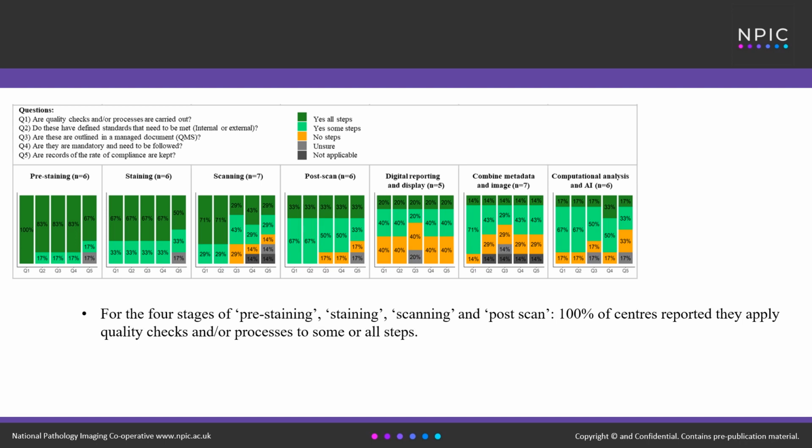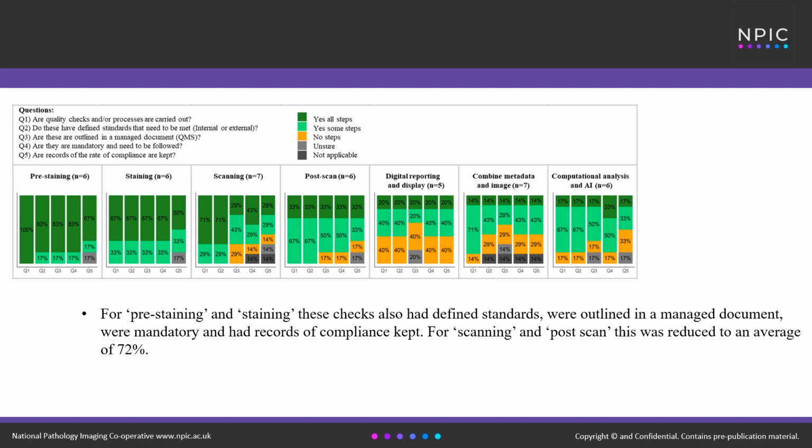For the 4 stages at the beginning of the workflow, so pre-staining, staining, scanning and post-scan, 100% of centres reported they apply quality checks or processes to some or all steps. For pre-staining and staining, these were high quality checks. They also said they had those defined standards. They were outlined in a document. They had records of compliance. For scanning and post-scan, this still existed and was quite at a high level, but it was reduced to 72%.